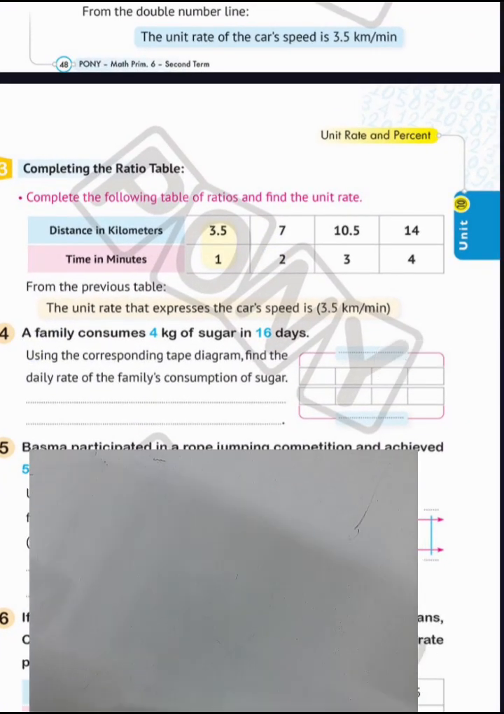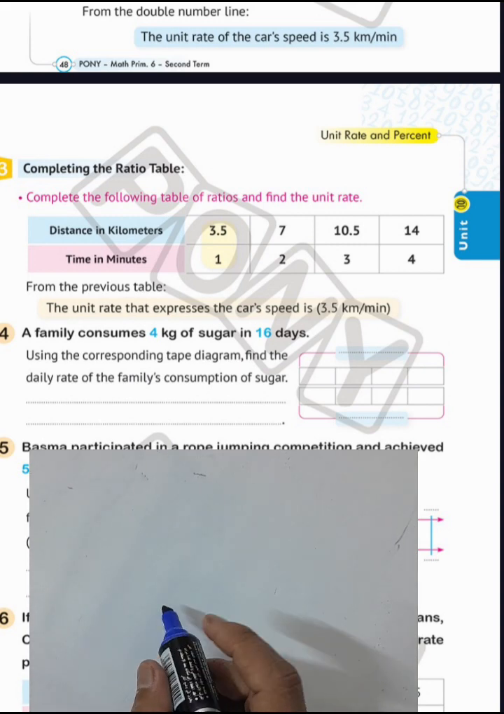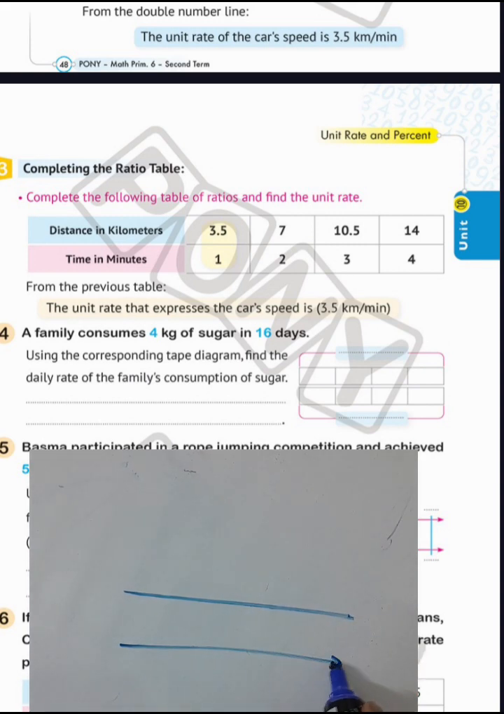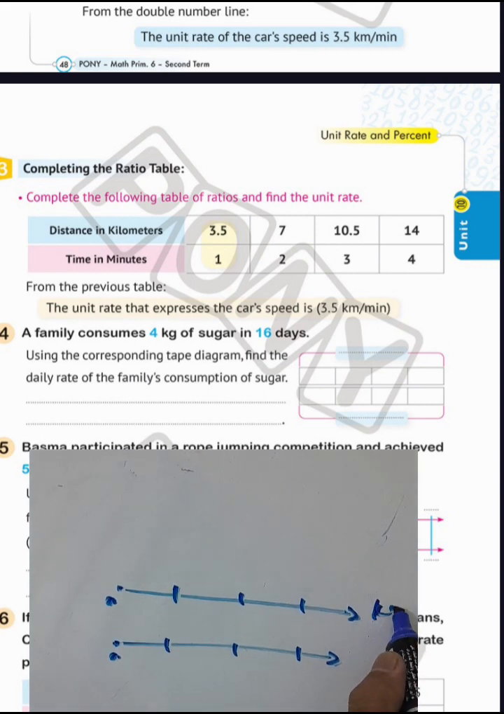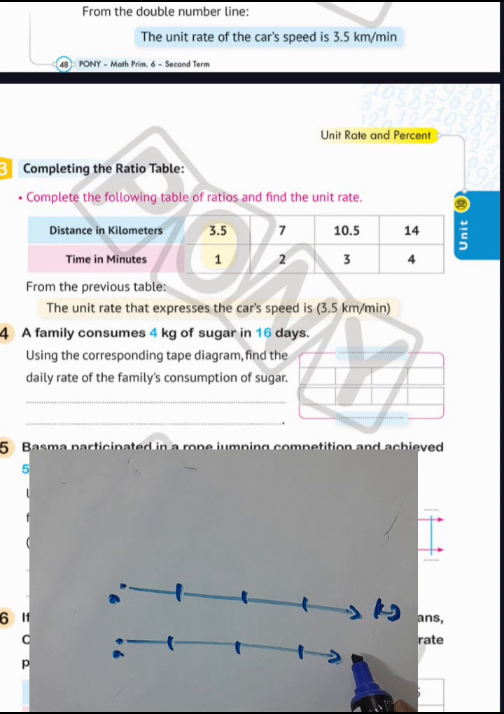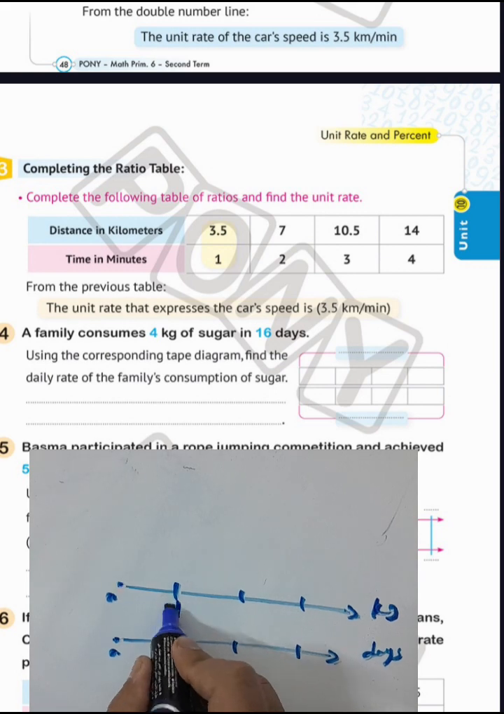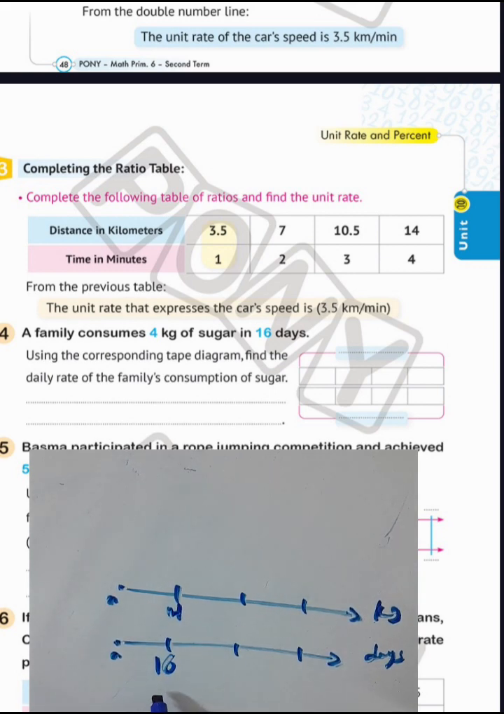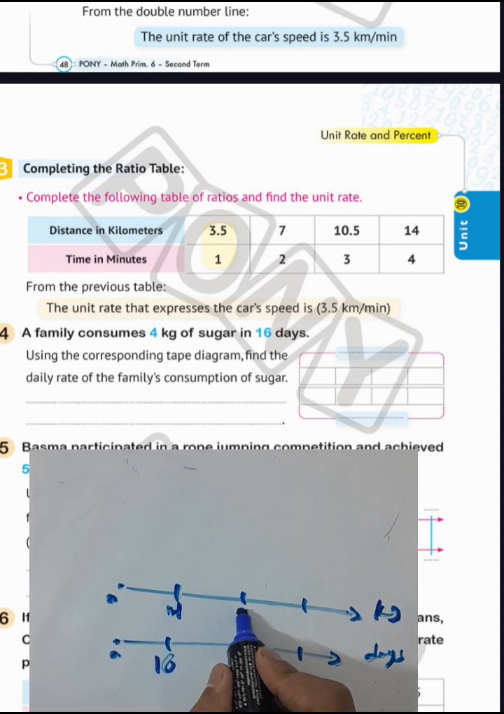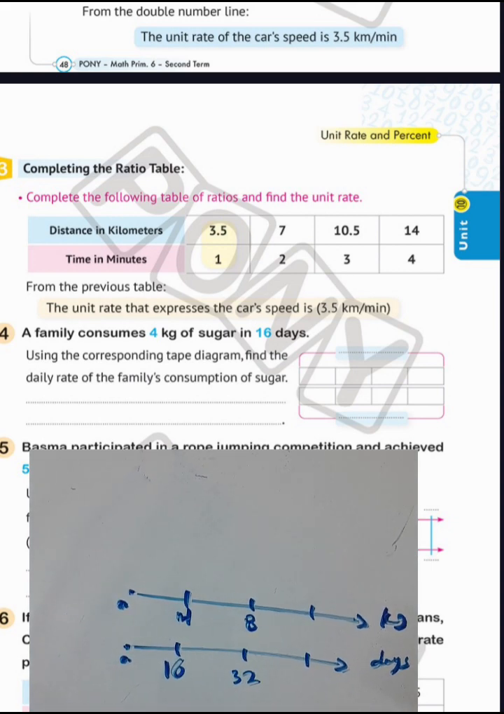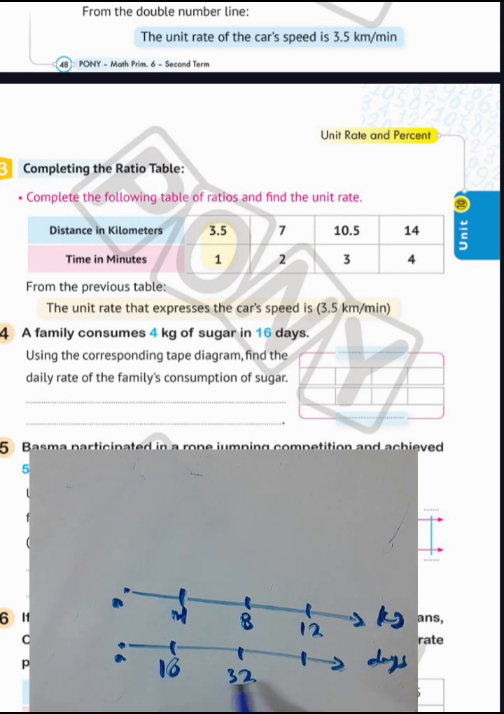Question number 4. A family consumes 4 kilograms of sugar in 16 days. We can draw 2 number lines and divide them. Beginning with 0, here kilograms and here the number of days. 4 kilograms in 16 days. We have 4 plus 4 equals 8, or 2 times 4 equals 8, and 2 times 16 equals 32, and 3 times 4 equals 12, 3 times 16 equals 48.